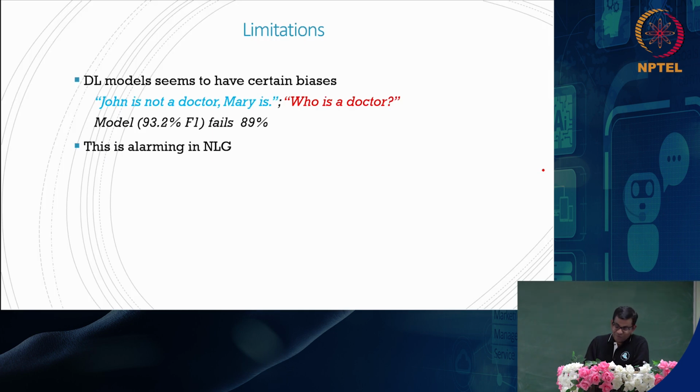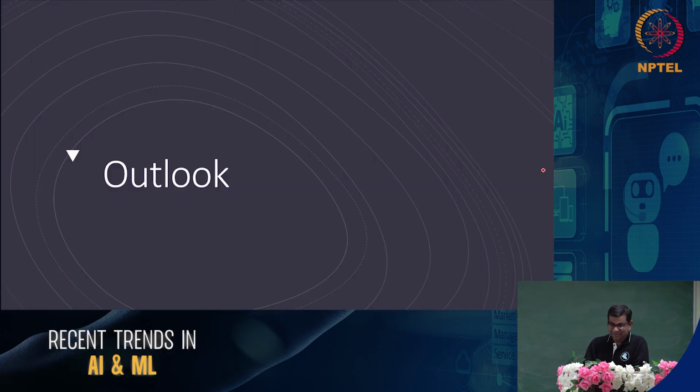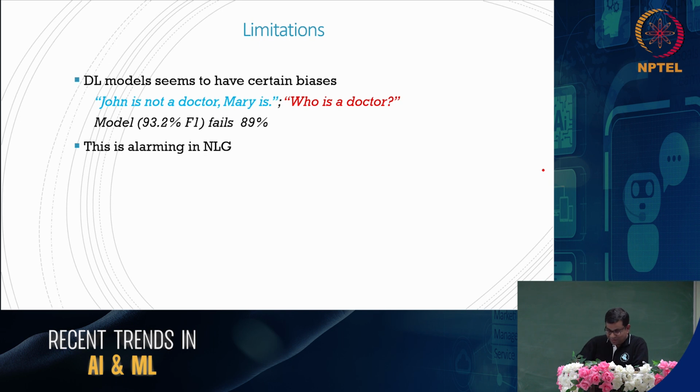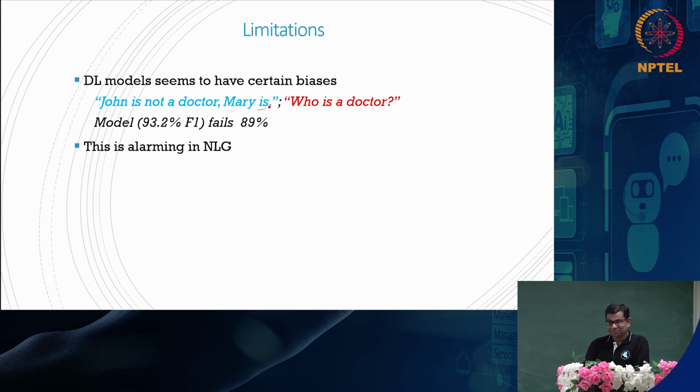Okay, then I will move to some outlook and limitations and how to handle those limitations. We'll see that tomorrow. So DL models seem to have a lot of bias, and it's a very active area of research. If you say John is not a doctor, Mary is, and then you ask, who is a doctor? The model fails 89% of the time, because the model has a bias that probably male names are mostly doctors, though you are saying John is not a doctor, Mary is.